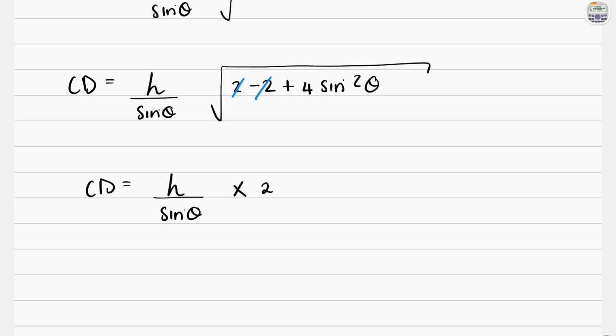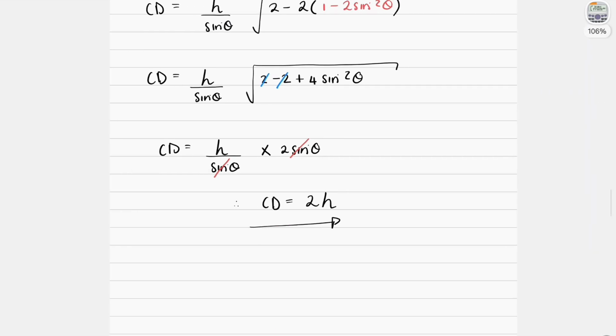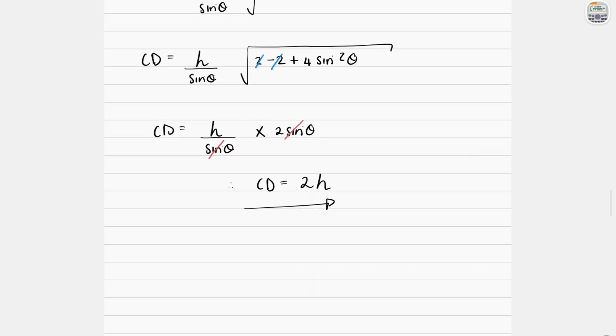Square root of 4 is 2. Square root of sine squared theta is sine theta. Okay, and then in the numerator and denominator, because these are common, they're going to cancel. We're multiplying. So that cancels with that. And our final answer for CD is simply h times 2, which is 2h. And that is our answer. Okay, and that is it for question 7.